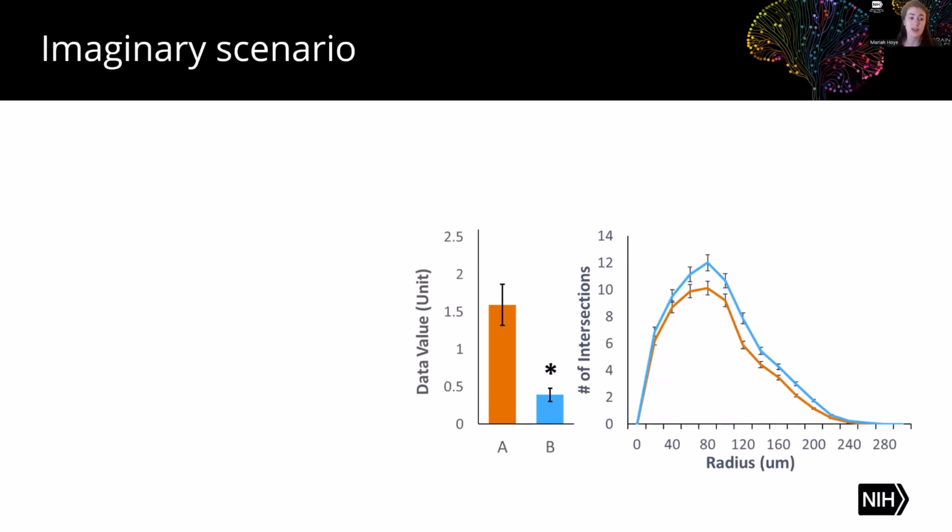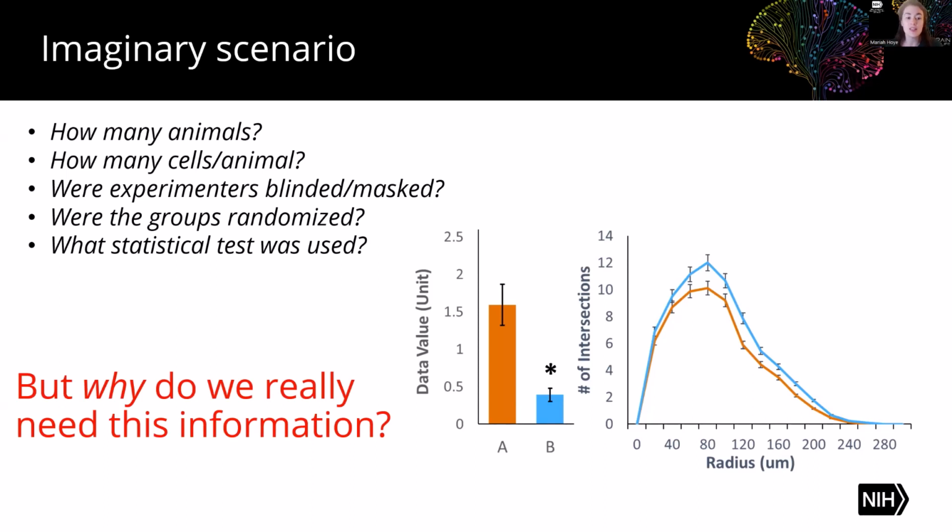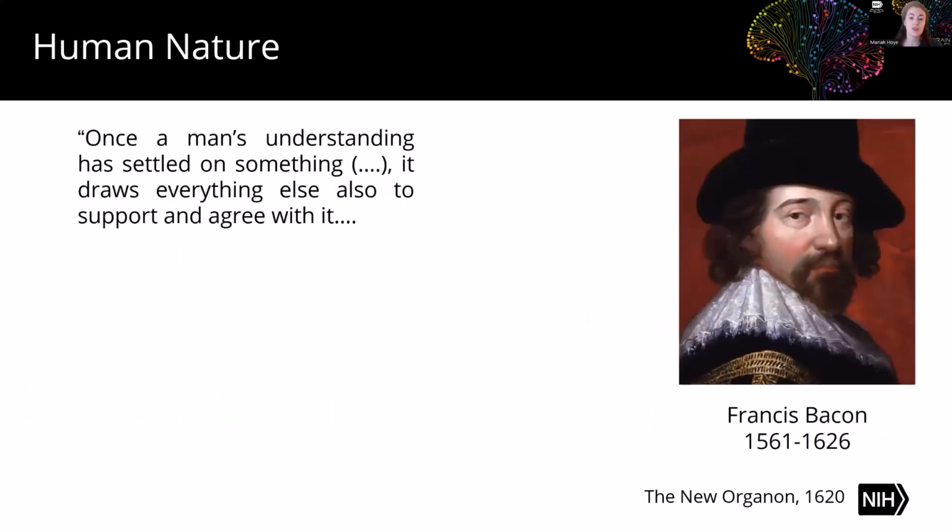You may find yourself wondering, how many animals were used? How many cells per animal? Were experimenters blinded and masked? Were the groups randomized? What statistical test was used? But why do we really need this information?